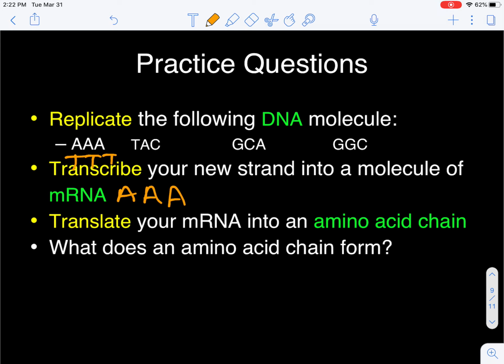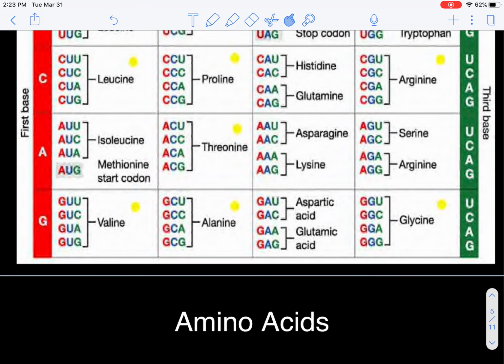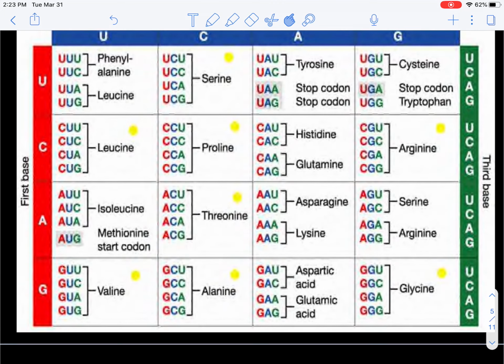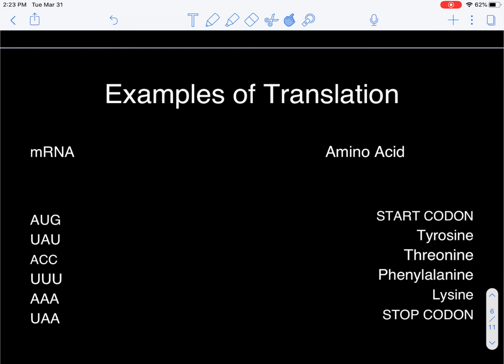So you have to go back to the chart, which was on slide 5, and look for AAA. And what does that stand for? AAA is going to stand for lysine. So we're going to write that answer down.